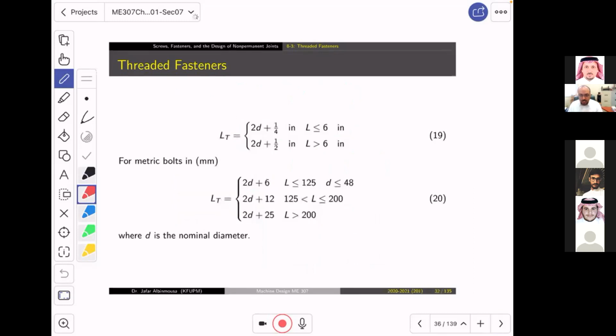So there are specifications about how much this threaded length is. In general, you should understand that these little screws, which I told you are very common everywhere in the market, are not made at random. There are standards. So for example, if you want to know how much the threaded part of a screw is supposed to be, then you should understand that.